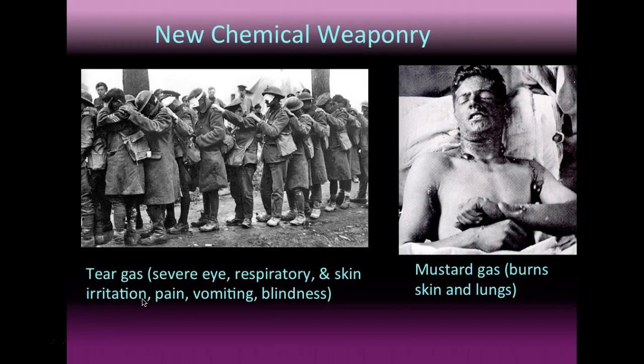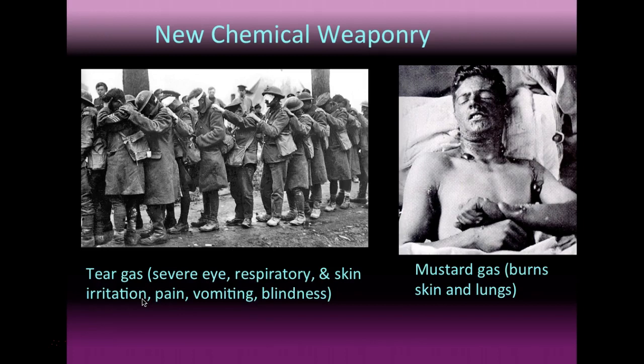Here are some images of people who had suffered from chemical weaponry. Tear gas causes severe eye, respiratory, and skin irritation, meaning it's really hard to breathe. It burns your eyes and it burns your skin. It causes a lot of pain. People end up throwing up because they can't deal with it, and in some cases it even leads to permanent blindness. So that's a really big problem.